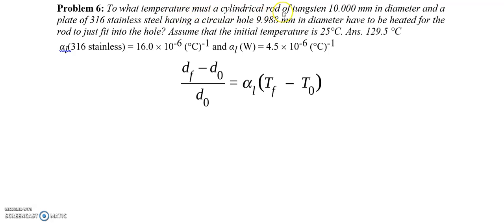Temperature: to what temperature must a cylindrical rod of tungsten 10 millimeter in diameter and a plate of 316 stainless steel having a circular hole of 9.988 millimeter in diameter be heated for the rod to just fit into the hole.